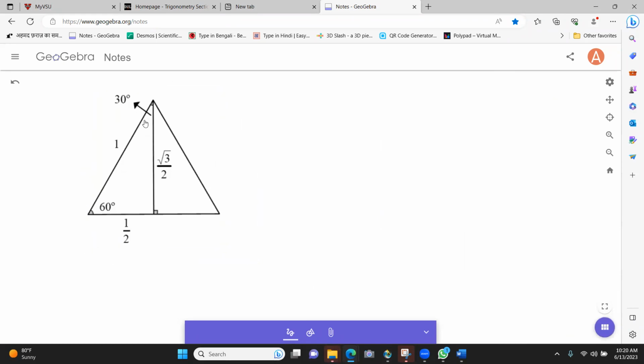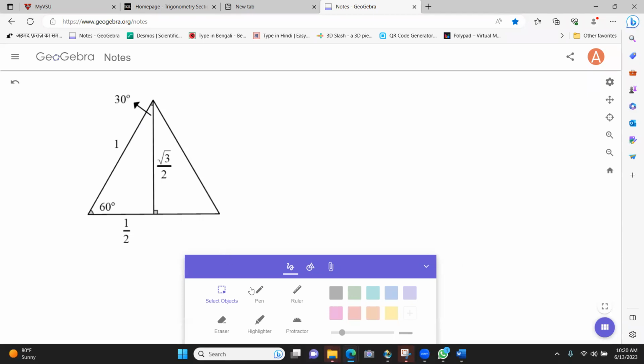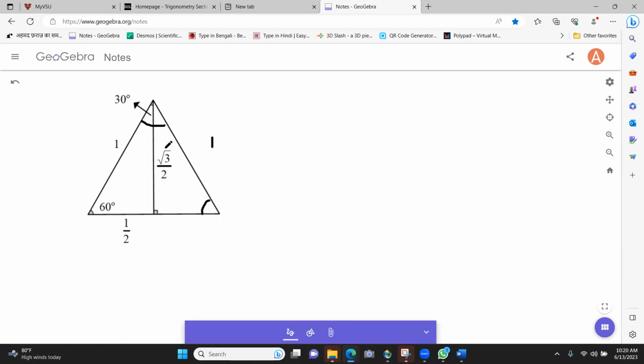So guys, this is an equilateral triangle. Each angle is 60. This is 60, this is 60, and this is 60. And the sides are 1, 1, 1. I know I didn't write 1 in the bottom. So if I drop a line like this, and this is a right angle, this is 90 degrees, and this is going to be 30 and 30. Okay? Because it's 60, it's going to divide it into 2 equal parts.